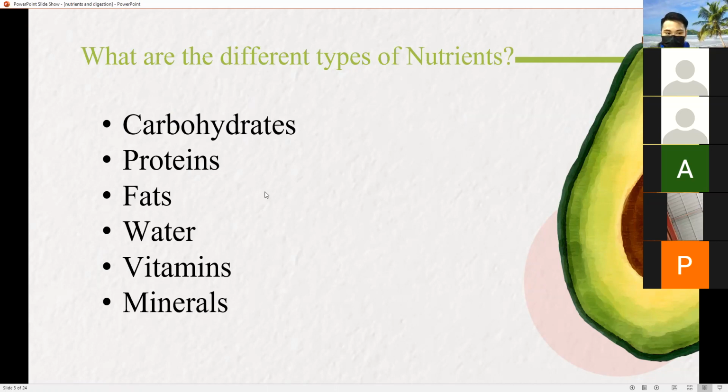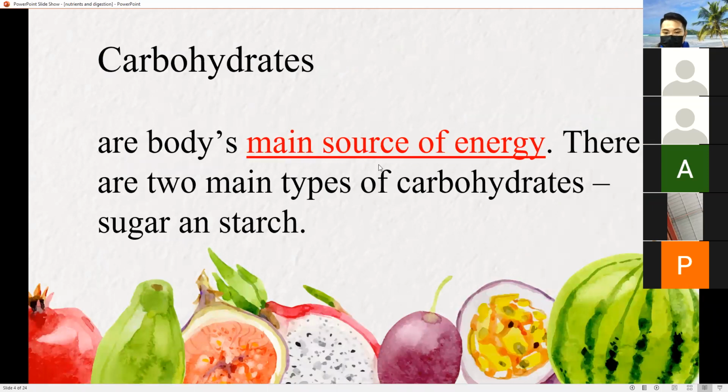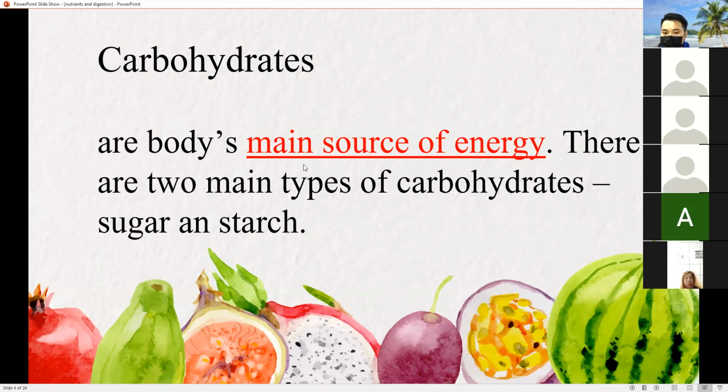So, first, carbohydrates. Our body's main source of energy. So there are two main types of carbohydrates. We have the sugar and starch. So carbohydrates, these are the food that we can get most of our energy.